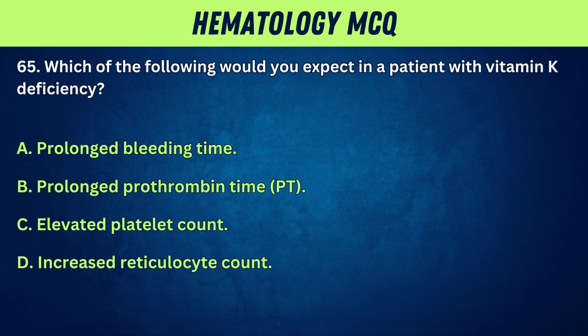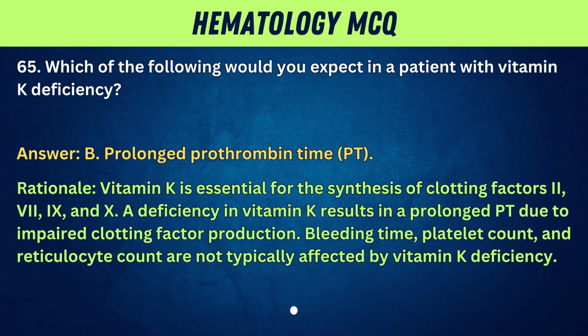Which of the following would you expect in a patient with vitamin K deficiency? A. Prolonged bleeding time. B. Prolonged prothrombin time, PT. C. Elevated platelet count. D. Increased respiratory count. Answer: B. Prolonged prothrombin time, PT.